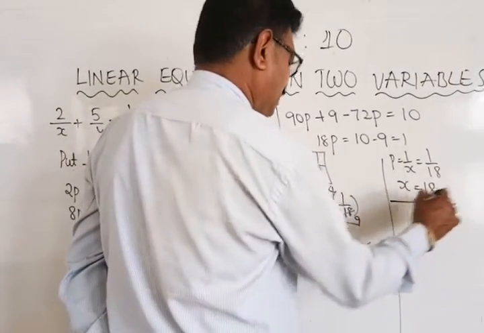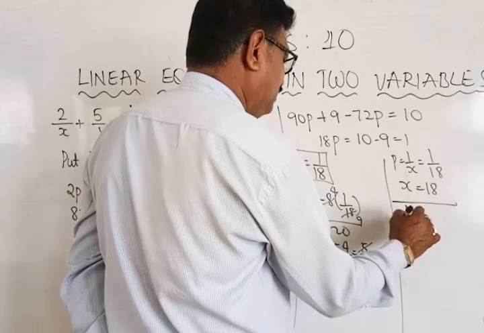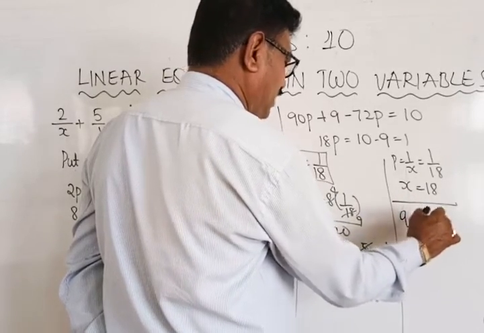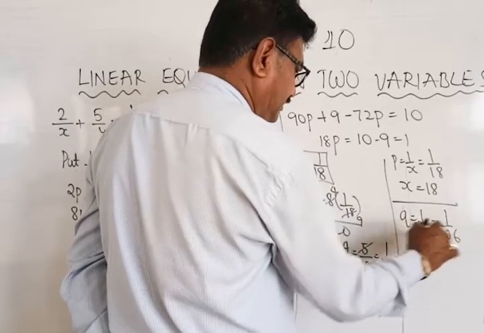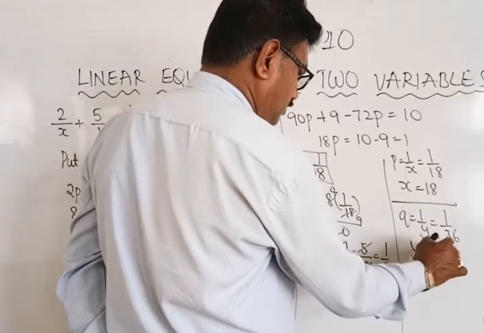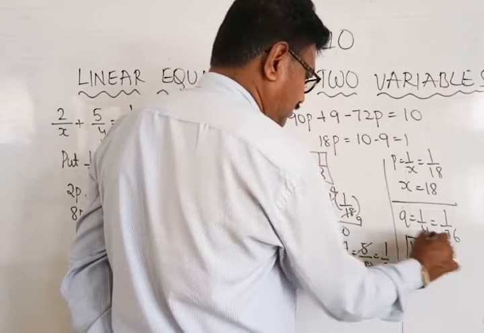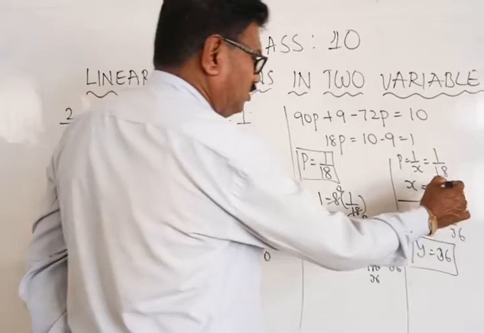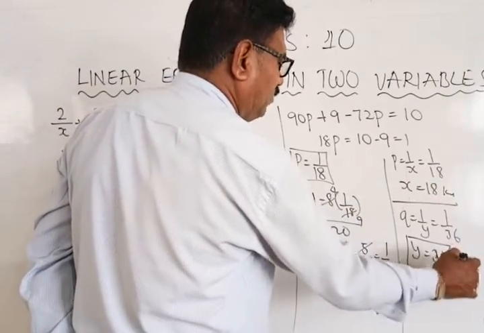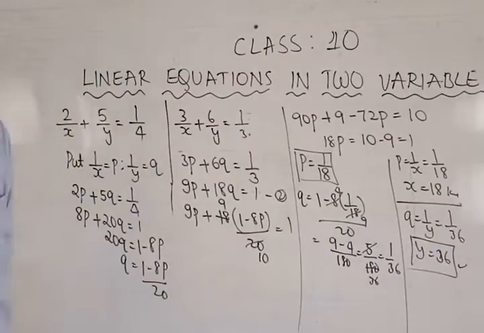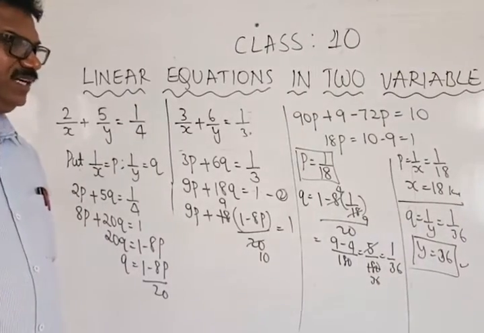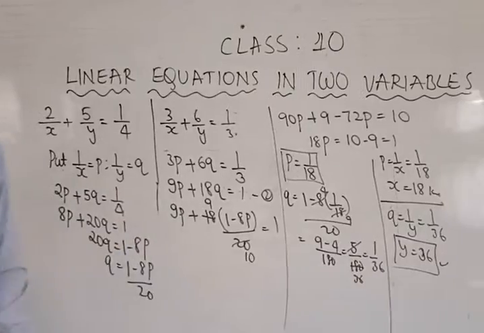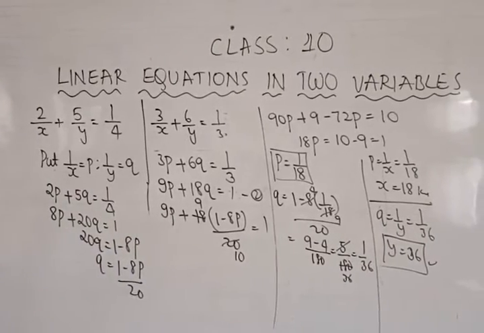Next, 1 by q equal to 1 by y equal to 1 by 36. Therefore y equal to 36. Therefore x equal to 18 kilometers and y equal to 36 kilometers. Did you understand? One more time you can see. Here they will work, days.